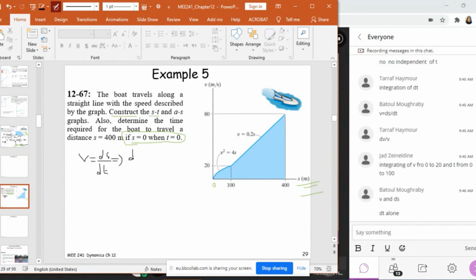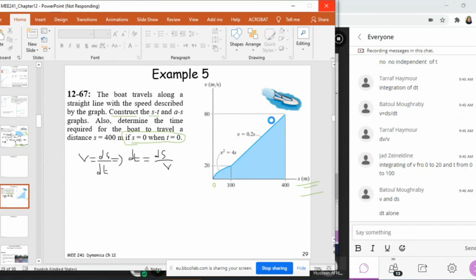No, I should find dt. So what is dt? Yes, Batul, dt should be alone. dt is equal to ds over v. That's it. So it should be ds over v. This is dt, guys. All right?